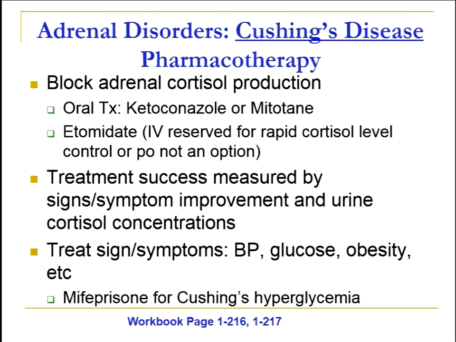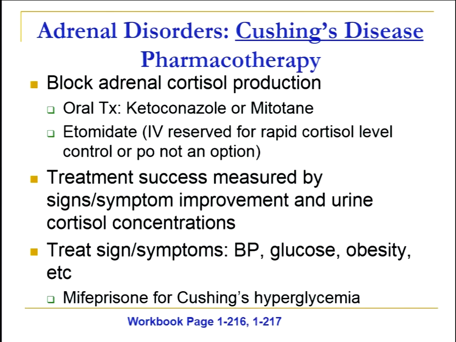Historically, what's more commonly used are agents that help block adrenal cortisol production in the adrenal gland itself. Some of the oral treatments include midostaurin and ketoconazole, the antifungal agent. It has another particular mechanism of action. You could use IV etomidate, but that's usually used in significant inpatient cases when you need rapid reversal and control, and PO is not an option.